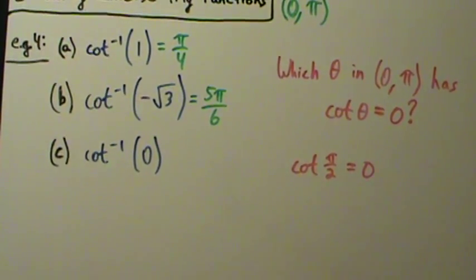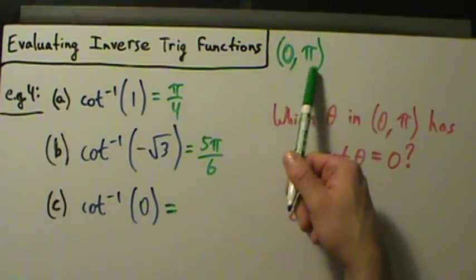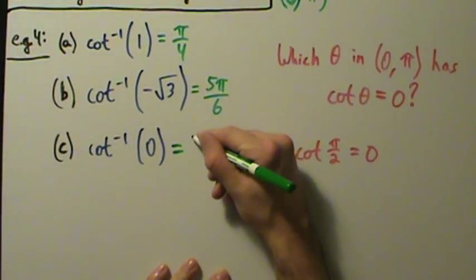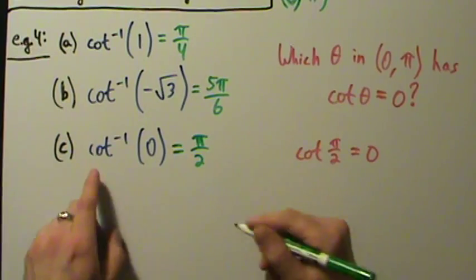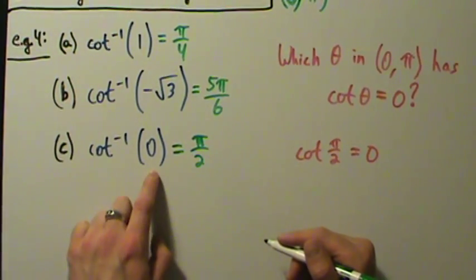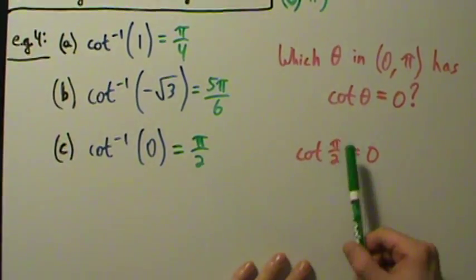So we see there's really not a whole lot of work to be shown here. It's really just a matter of knowing the unit circle and remembering to use the correct range. Okay, so the inverse cotangent of 0 is pi over 2 because cotangent of pi over 2 is 0 and pi over 2 is inside of this interval.